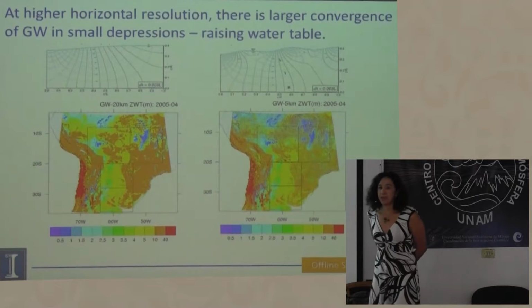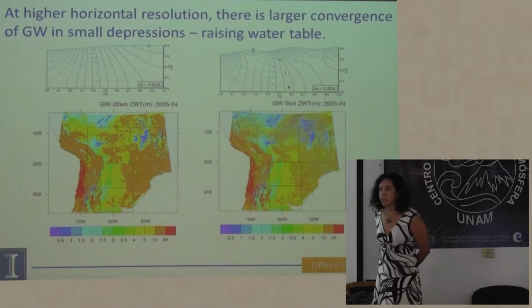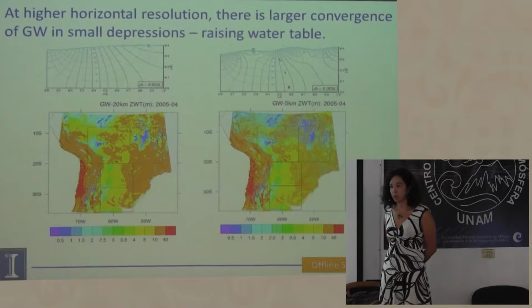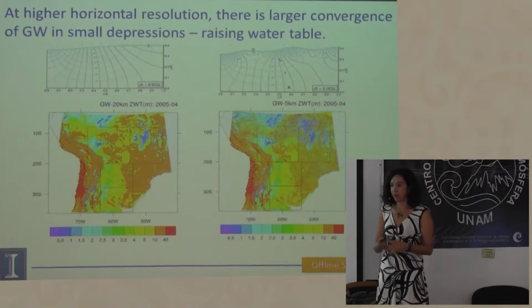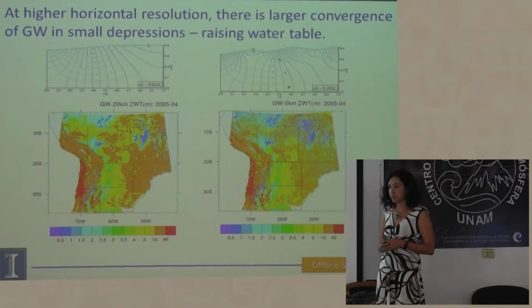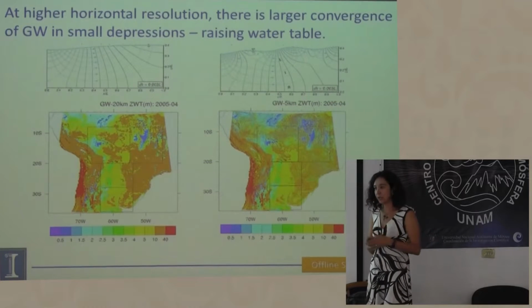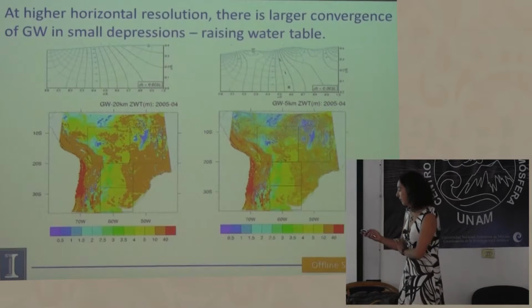Yes, does the model take into account the conditions of the soil for the movement of water, both in the saturated and unsaturated zone? And it does. Yeah, it does. It does include the soil types.